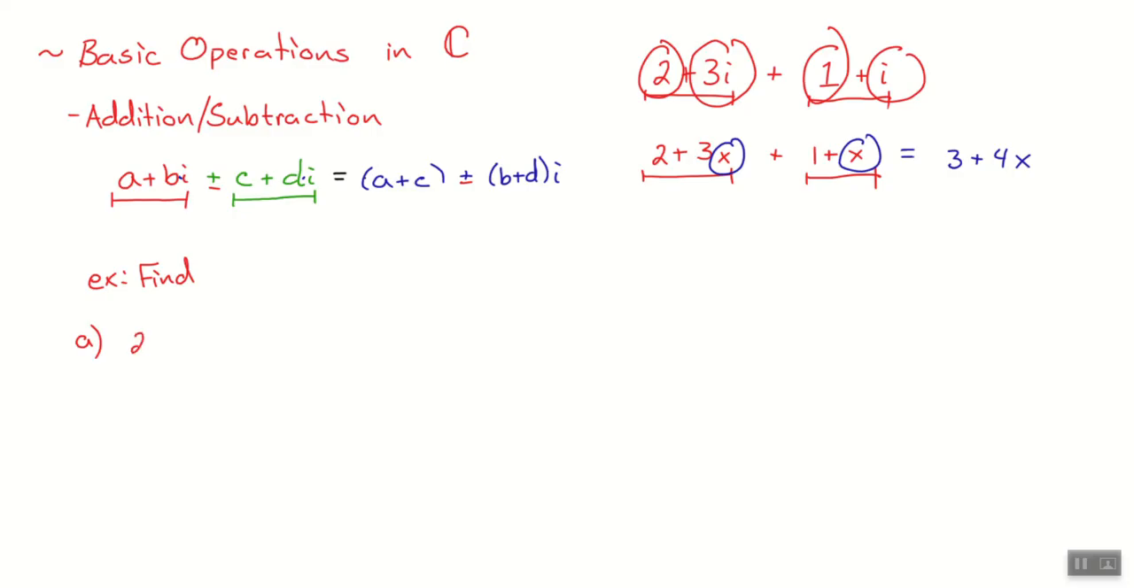I want us to do 2 minus 5i. So there's a complex number. Minus 3 plus 4i. This is your single problem for homework.